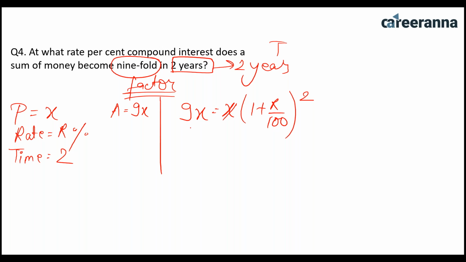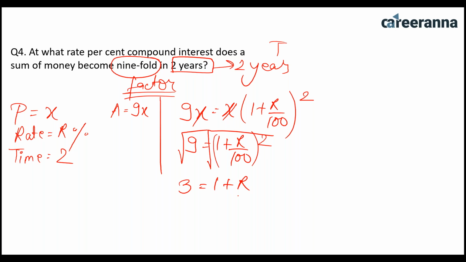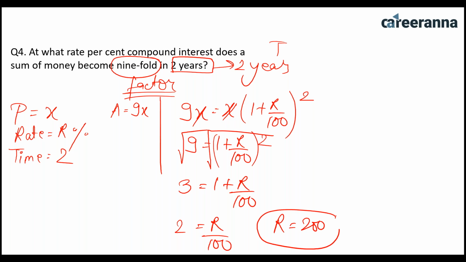So this x and x will cancel out. This will be 9 is equal to (1 plus r upon 100) squared. If I take the square root, this will be 3 is equal to 1 plus r upon 100. So this will become 2 is equal to r upon 100. R turns out to be 200. This is the basic thing. This is the conventional approach.